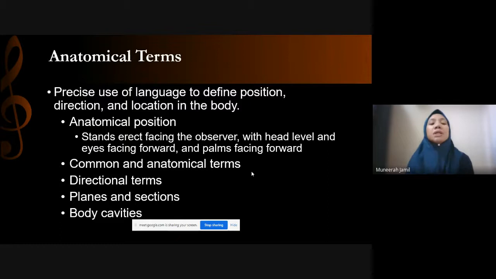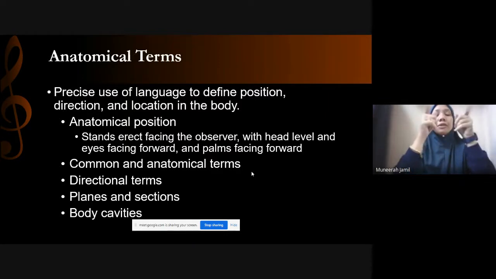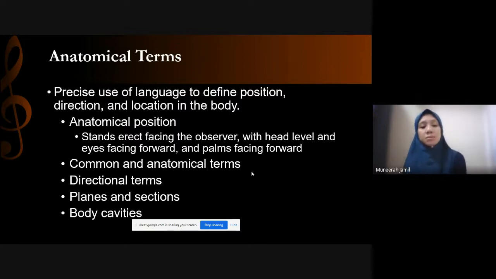Okay. Anatomical terms. It is a precise use of language to define position, direction, and location of the structure in the body. Okay, so when you talk about anatomical terms, first and foremost, you have to know the anatomical position. Now, what is the anatomical position of a human body? It is where someone stands erect facing the observer, okay, with head level and eyes facing forward, and the palms are facing forward too. Okay, so by using this anatomical position, you will be able to use the common anatomical terms, the accurate directional terms, planes and sections of the human body, and also the cavity.